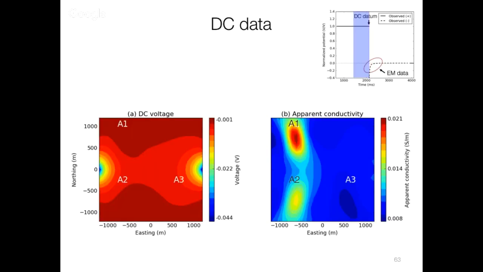First step is to look at the DC resistivity data. The voltages look like this. If you convert everything to apparent conductivity, then you actually see a lot of information. You see, okay, there's a conductive block here, perhaps a block there, and a resistive block there. Yeah, that's good.